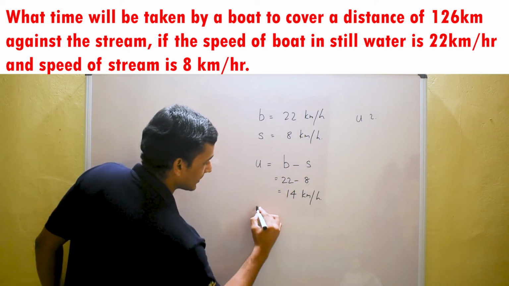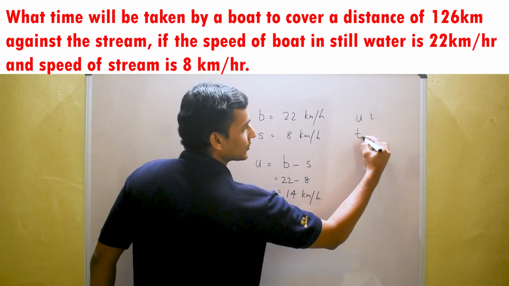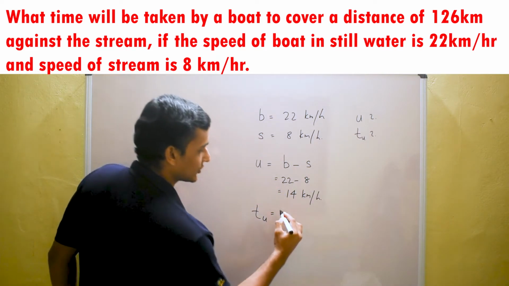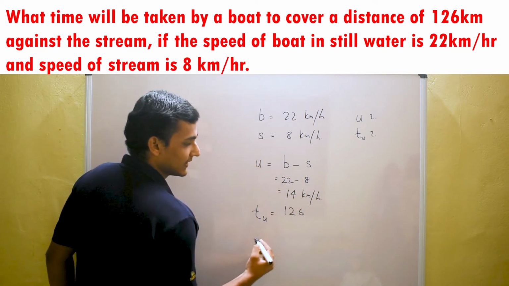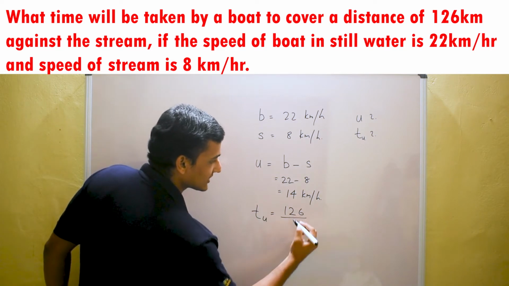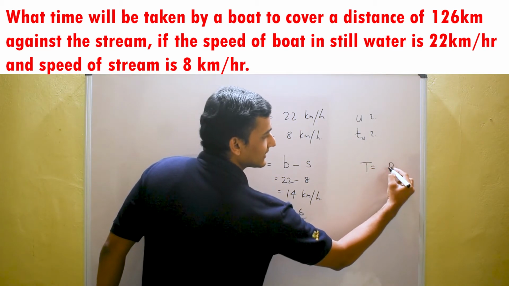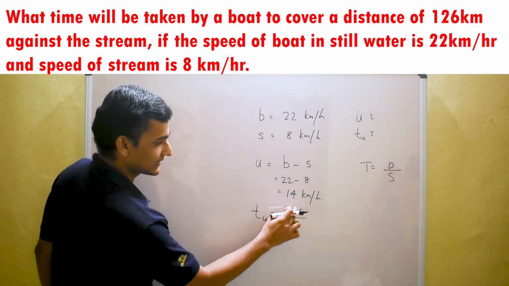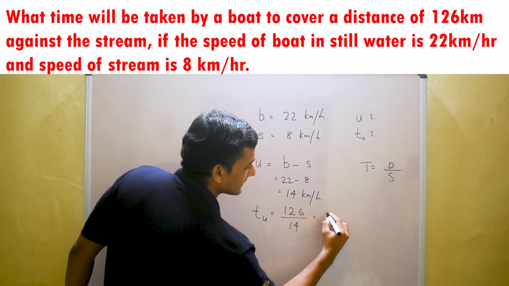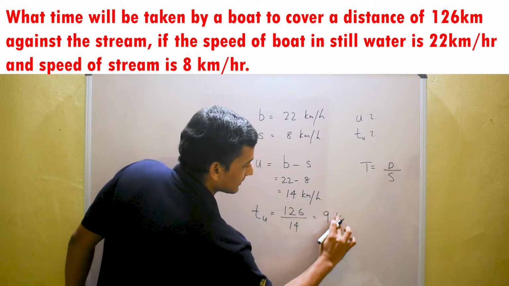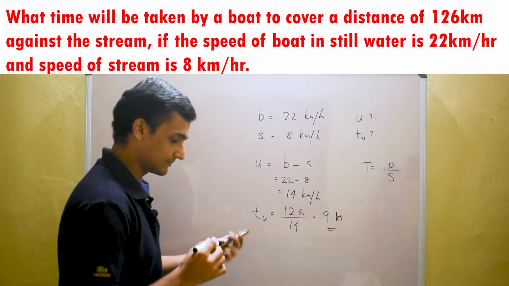Time taken for upstream TU. We need to find the TU, time taken for upstream, to cover a distance of 126 km. So your distance is 126. Time taken is equal to distance divided by speed. Distance is 126, speed is 14. So 126 divided by 14 is 9 hours. So your answer is 9 hours.